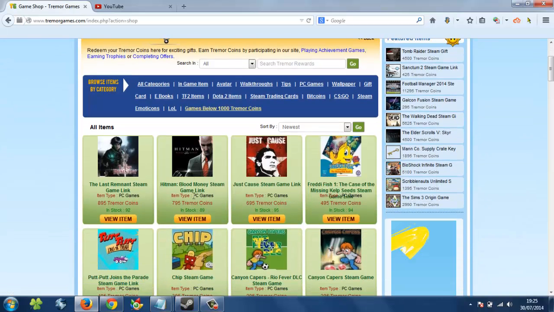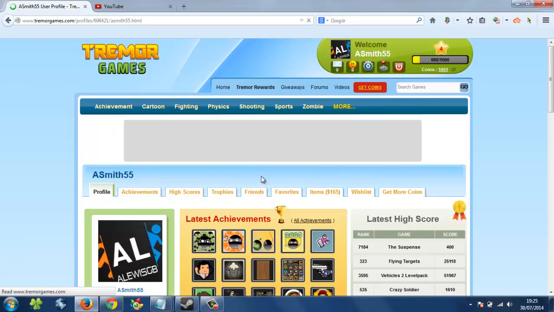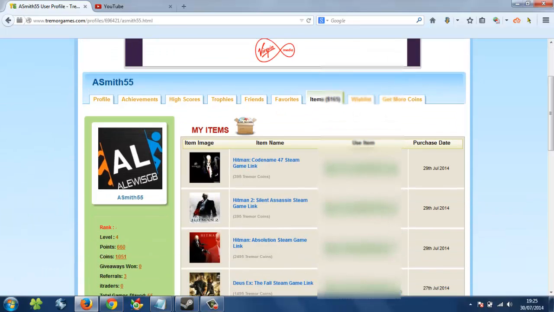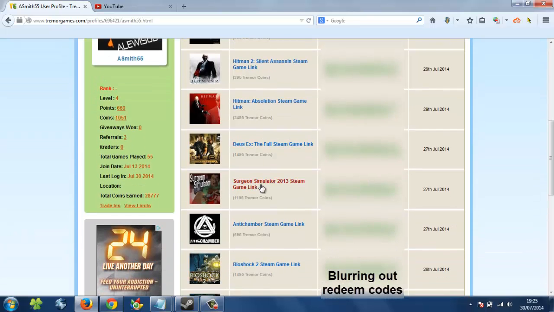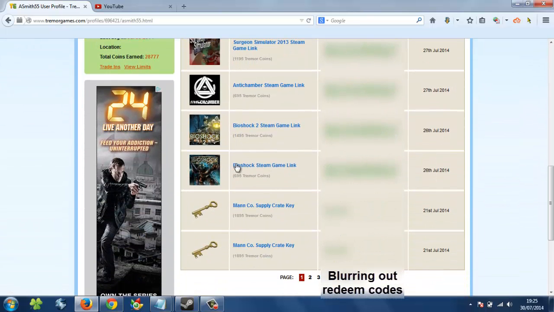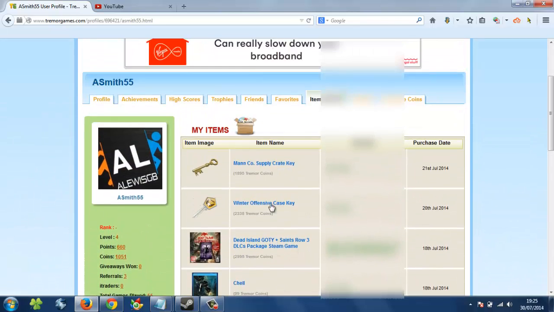For example, you can buy Hitman and Just Cause, loads of other games, for not that many coins. I've earned thousands, like 22,000 coins so far. I got all three Hitman games, Deus Ex, Surgeon Simulator, Antichamber, BioShock. I've got some TF2 keys here, and also loads of Steam trading cards.